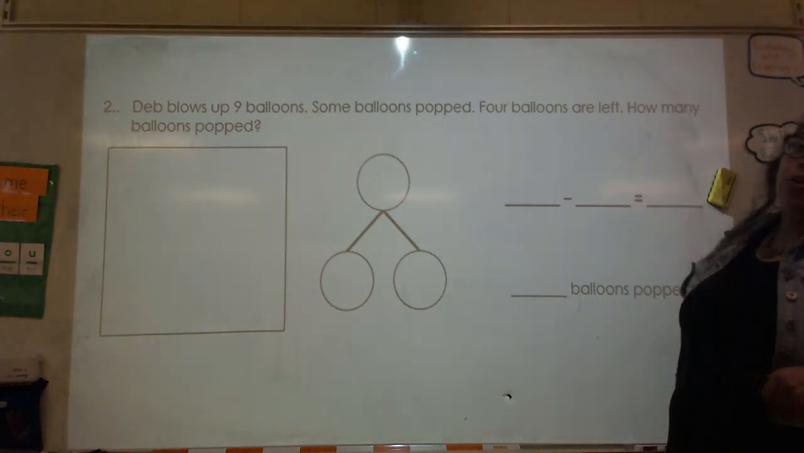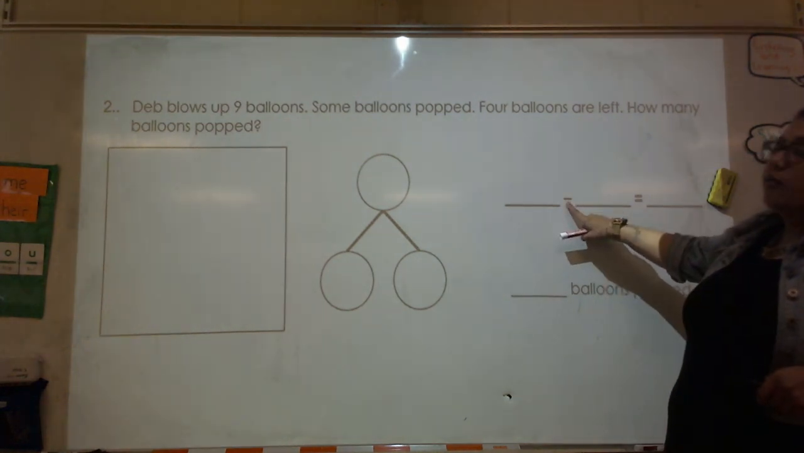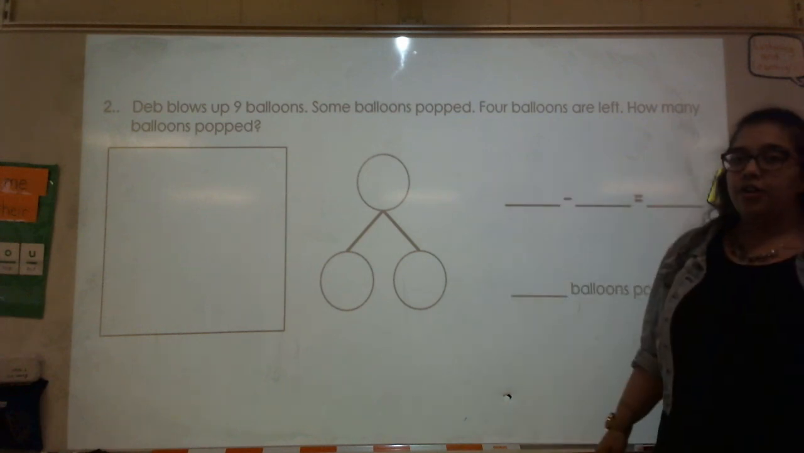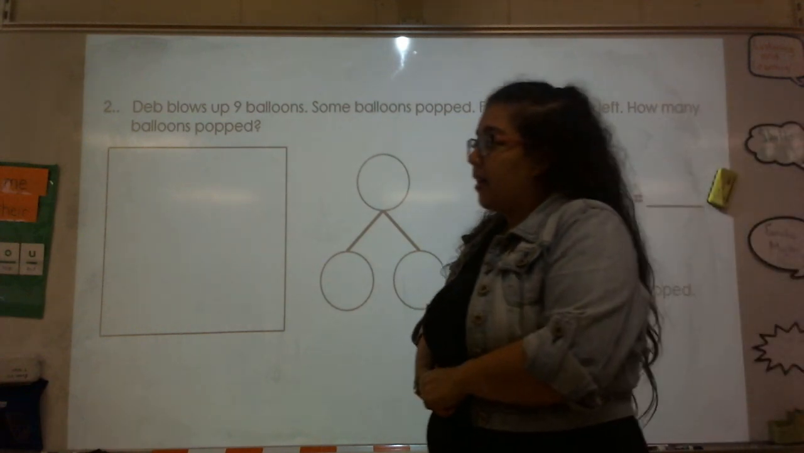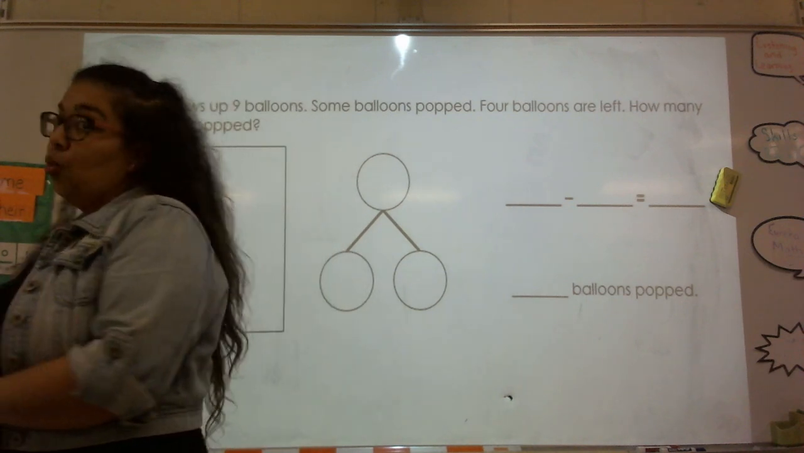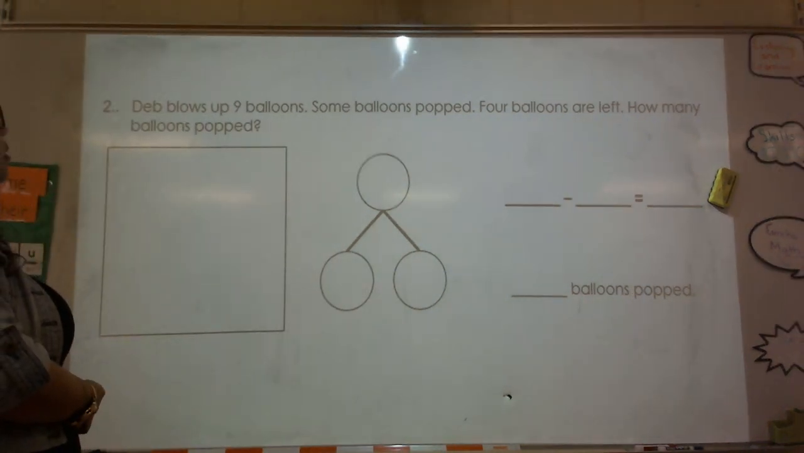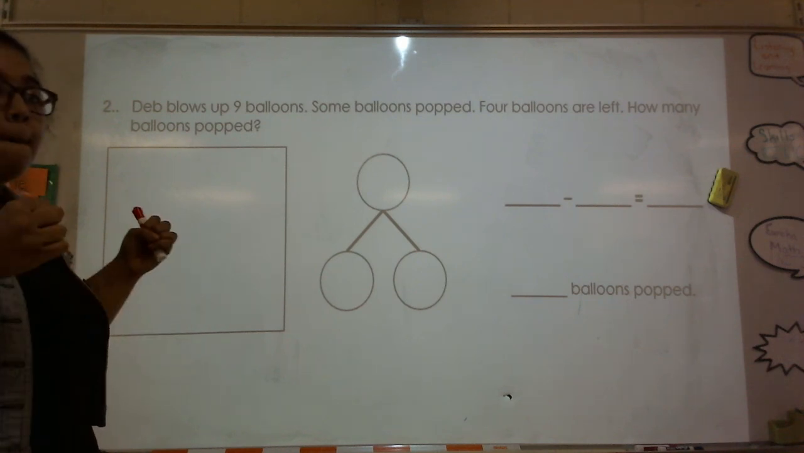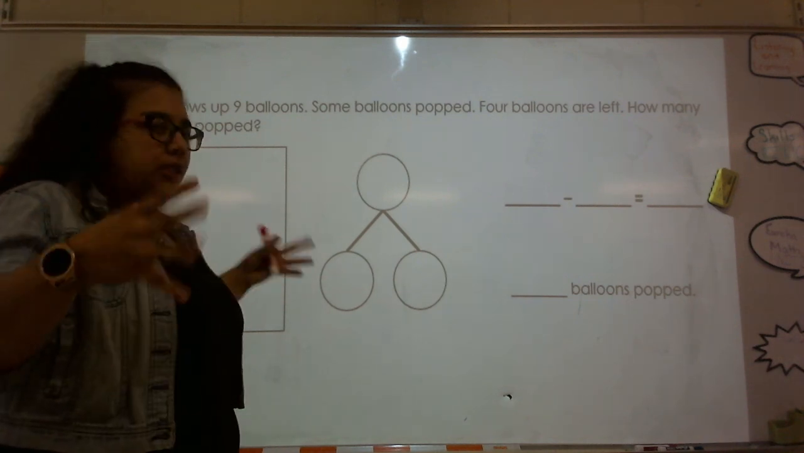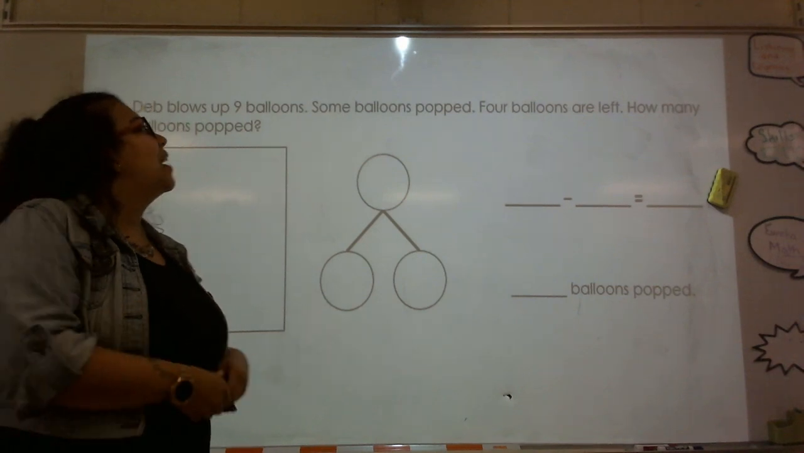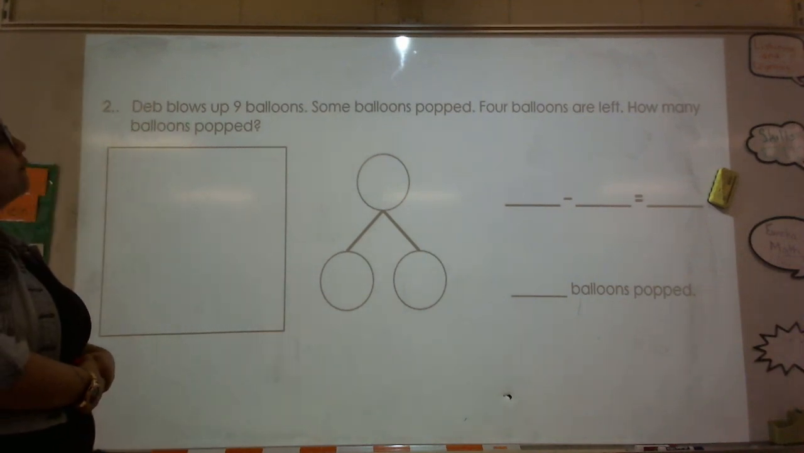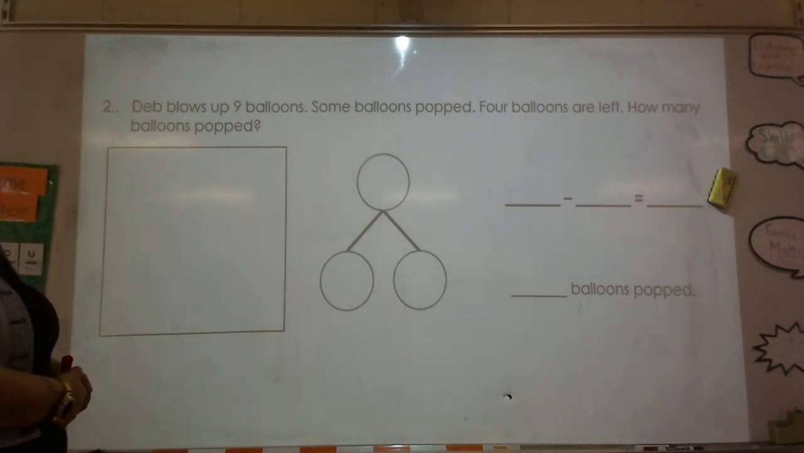Okay, so here we have a word problem. We can see that we are going to be subtracting. We can see we're going to draw a picture. We can see we'll be expected to write a number bond. This word problem reads, Deb blows up 9 balloons. Some balloons popped. 4 balloons are left. How many balloons popped?